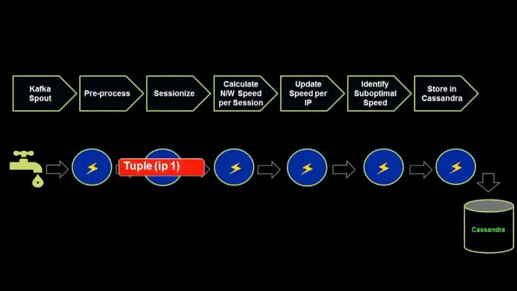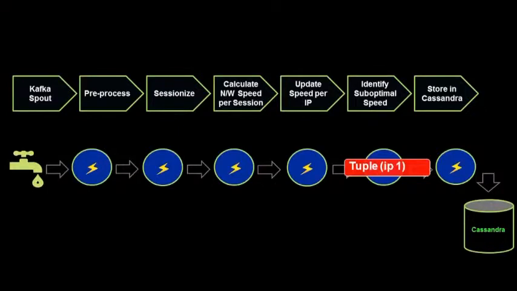From here, it gets emitted to the sessionized bolts, where the data gets sessionized. The idea is to be able to compare the user's speed across multiple sessions. In the next bolt, we calculate the network speed per user IP per session. The speed is calculated as a function of size and time. It's a running average. This bolt maintains the speed per user IP across the multiple sessions.